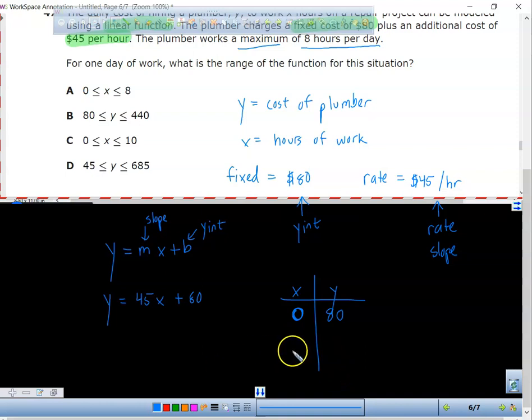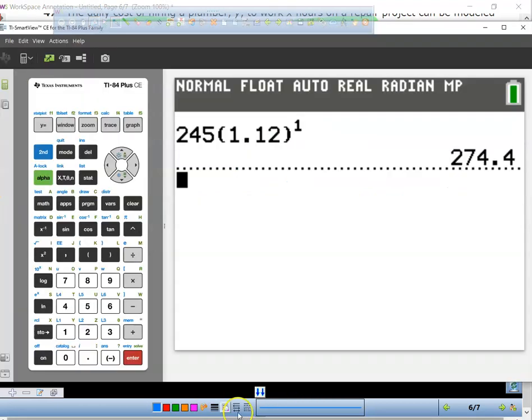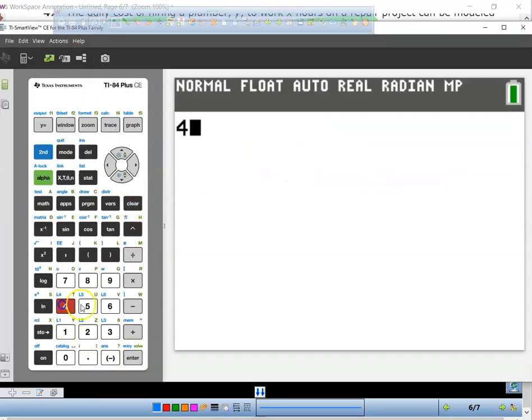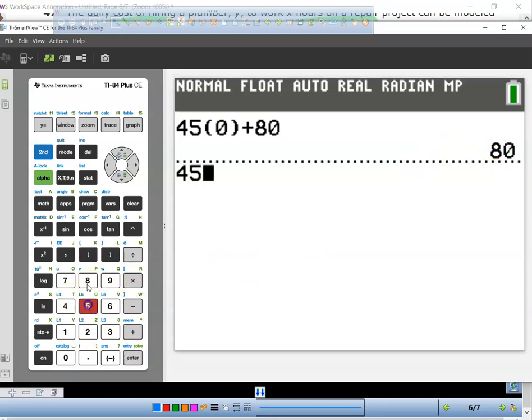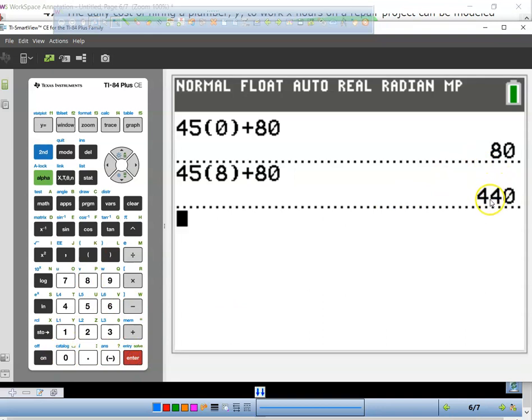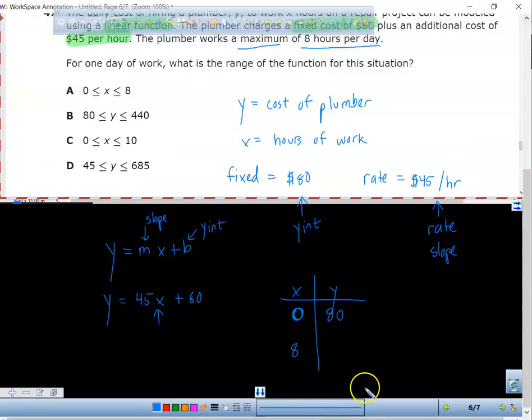All right? Now, if you worked 8 hours, what's the maximum amount of money that would be charged to fix your plumbing problem? All you got to do, go to your little graphing calculator. If you didn't believe my first part, 45 times 0 plus 80 is still 80. But 45 times 8 plus an initial service fee or a flat fee fixed cost of 80 is 440. So what's your maximum cost? 440. Here's what I want you guys to write down on your paper.